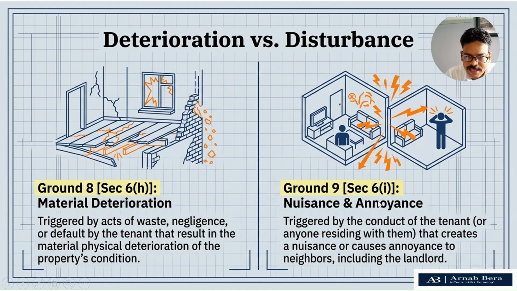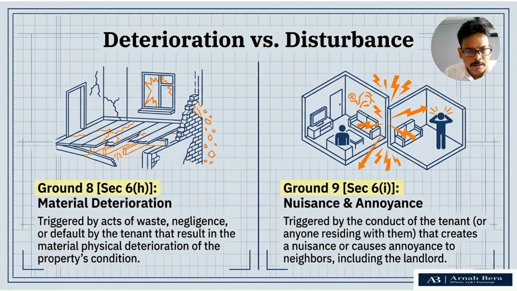Ground 9 would be section 6I, which is nuisance or annoyance, triggered by the misconduct of the tenant or anyone residing with them that creates a nuisance or causes annoyance to the neighbors, including the landlord. This would be another eviction ground, ground 9.